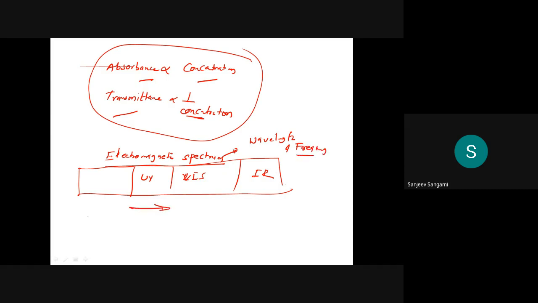So as you move from left to right in the electromagnetic spectrum, the wavelength will increase, remember. For example, the UV region will start from 190 nanometers to 360 nanometers, then 360 to somewhere around 700 nanometers it will be the visible region. Then 700 to around 1100, you have the infrared region.